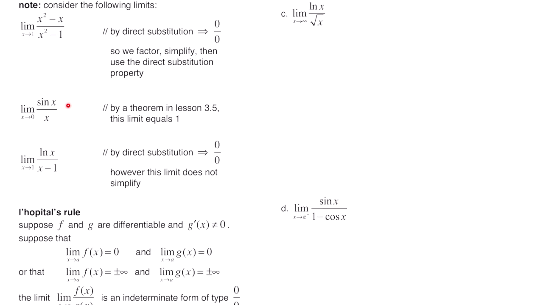If you have this limit and you're trying to evaluate it, you would get sine of 0, which is 0, divided by 0, which would be 0 over 0, but you could use the limit theorem where this is equal to 1. Finally, if you were to get a limit like this and you were to evaluate natural log of 1, you get 0, and then the denominator is also 0. But at this point, you wouldn't be able to manipulate it to evaluate the limit. So we're going to use a process called L'Hopital's rule.